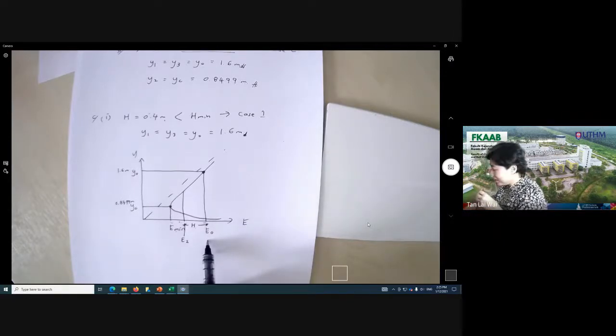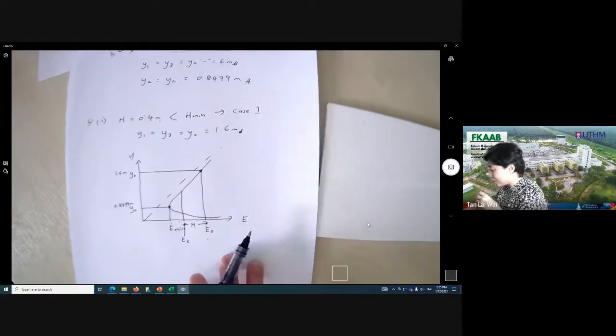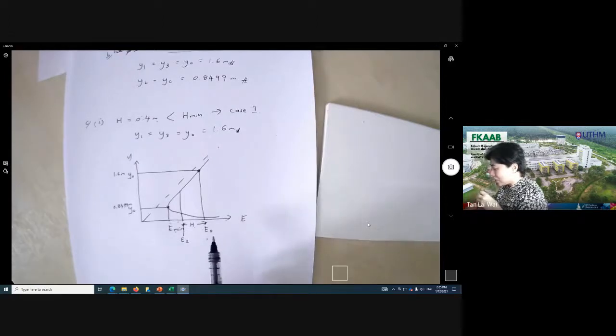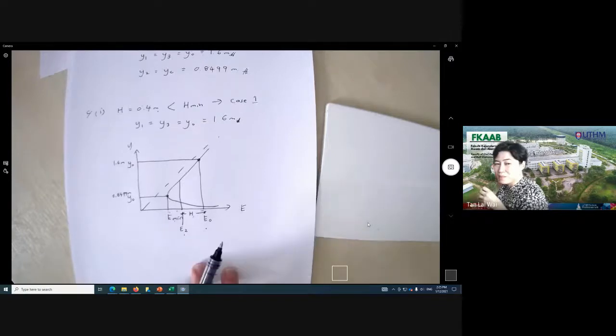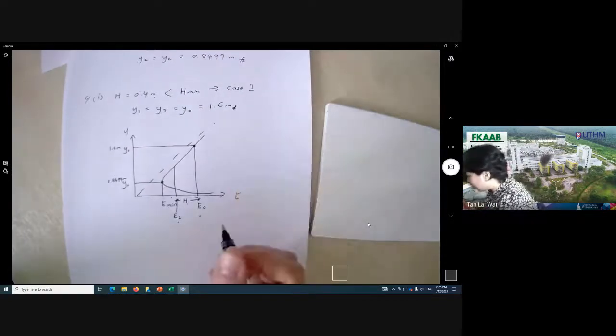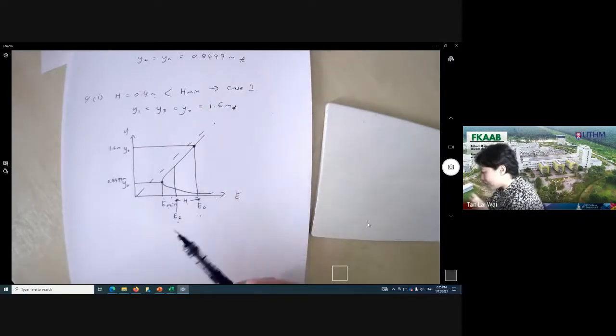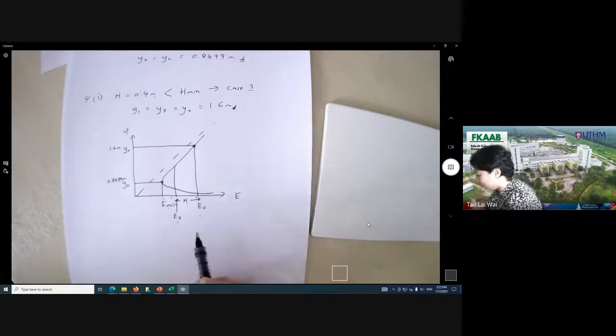So the formula here, here's the thing. How are we going to get E2? It is your E naught minus H. You are going to get E2. That's simple. So that's why I told you when you draw this, either you draw the diagram of flow over weir, you can also get it, or you just draw the E-y curve here.